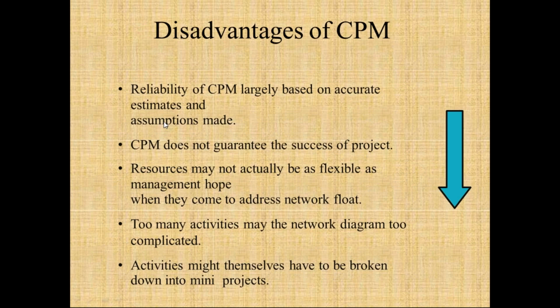What are the disadvantages? The reliability of CPM, that is critical path method, is largely based on accurate estimates and assumptions made. So time estimates are very important in this. If they go wrong, then it might not be a successful project. So CPM does not guarantee the success of a project. Resources may not be as flexible as management hopes when they come to address the network float. Too many activities make the network diagram complicated. Activities might themselves have to be broken into mini projects. So these are some of the disadvantages of the critical path method.